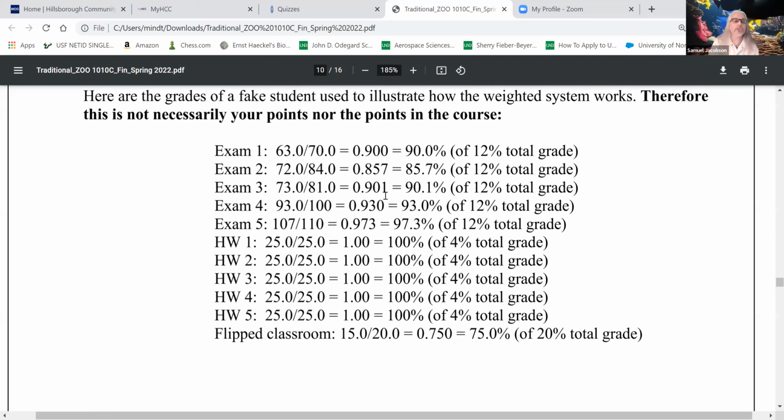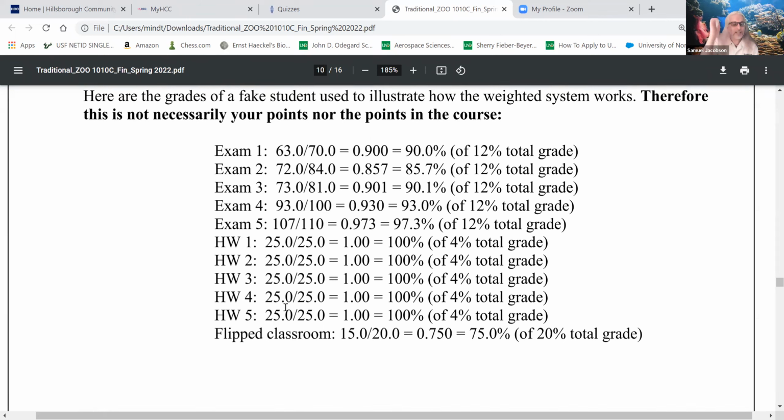So notice in this fake student, they got 63 points out of 70 points on their first exam. That equates to a 90%. So that's 12% of the grade. Nice job. Exam 2, 72 out of 84, 85.7%. That's 12% of the grade. Pretty good job. And so forth.